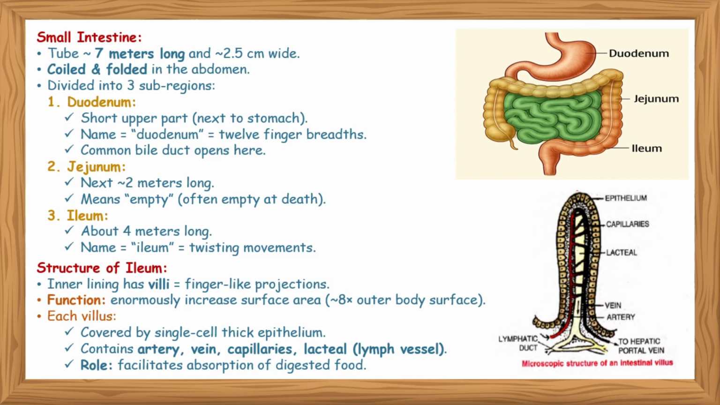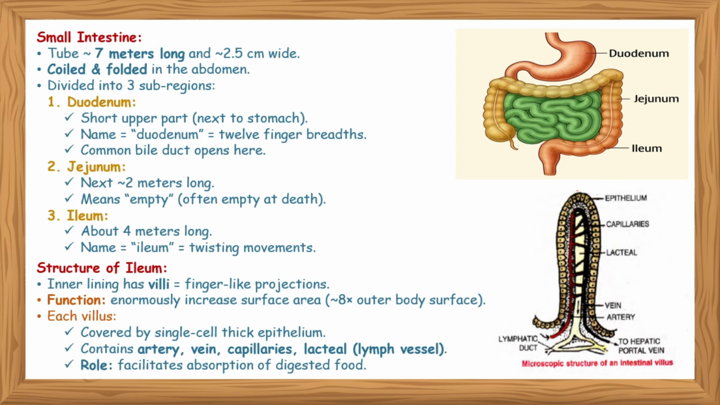The jejunum is next, 2 meters long. It means empty, or often empty at death. The ileum is about 4 meters long. The name ileum means twisting movement, or peristalsis occurs within this structure. Structure of the ileum: the inner lining has villi, or finger-like projections, and their function is to enormously increase surface area, which is 8 times longer than the outer body surface.